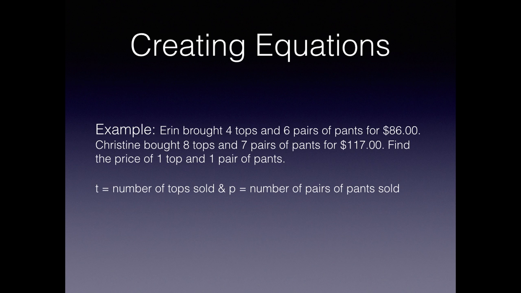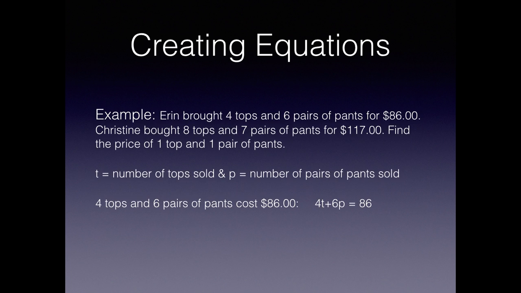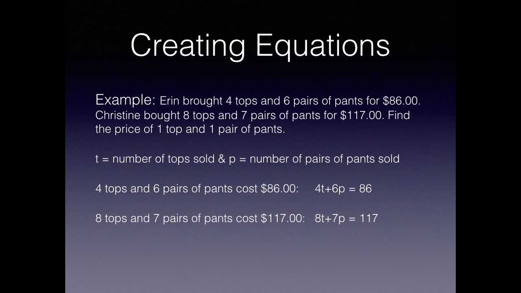Now, you can put any kind of variable you would like for each of these, the tops and the pants. For our sake, we're going to use T for tops and P for pants. 4 tops, 6 pairs of pants, $86. 4T plus 6P equals 86. Now, for what Christine bought, 8 tops, 7 pairs of pants, $117. Now we have 2 equations. So, when we have 2 equations, what is one of the most useful ways we can use in order to find the variables?